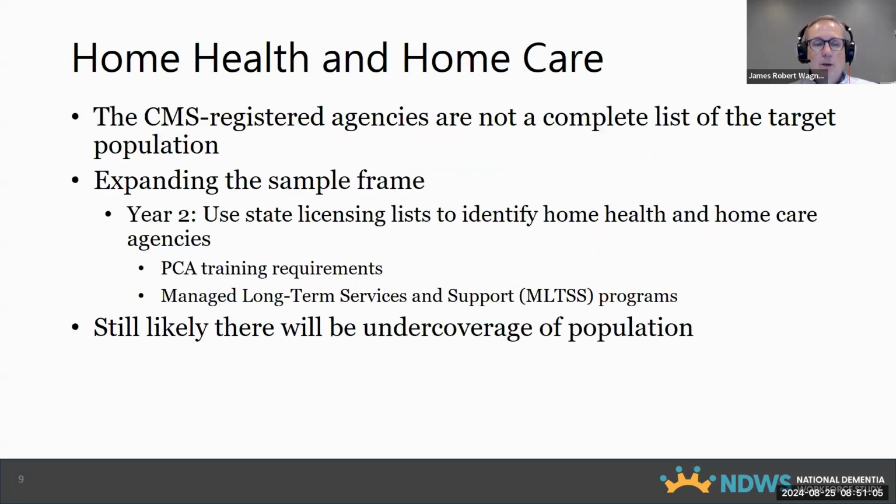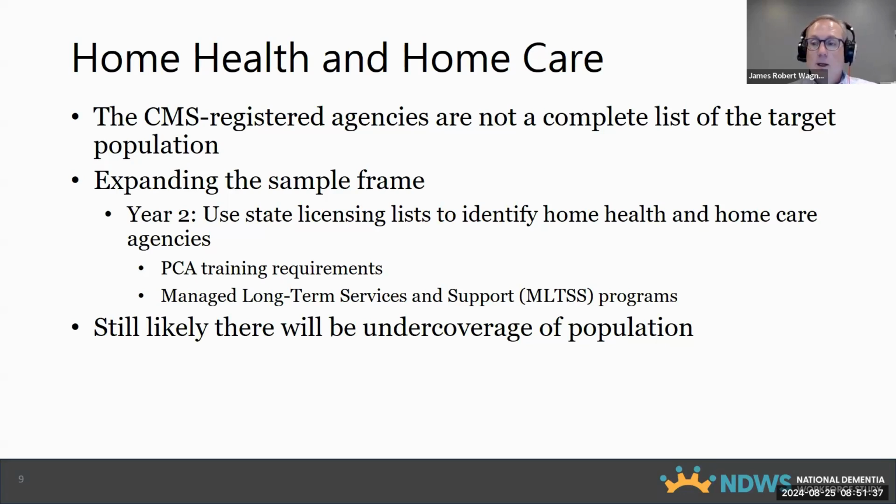We know that the CMS registered agencies are not a complete list of the target population, and so we're working in year two to expand the sample frame. We're going to start using state licensing lists to identify home health and home care agencies in year two. And we're focusing on two, not exclusively, but two kinds of regulatory requirements across the states that'll help us advance this goal. So one is the personal care aide training requirements that many states have.